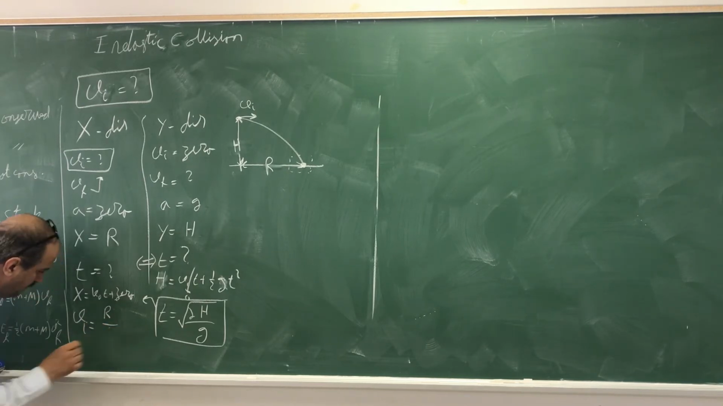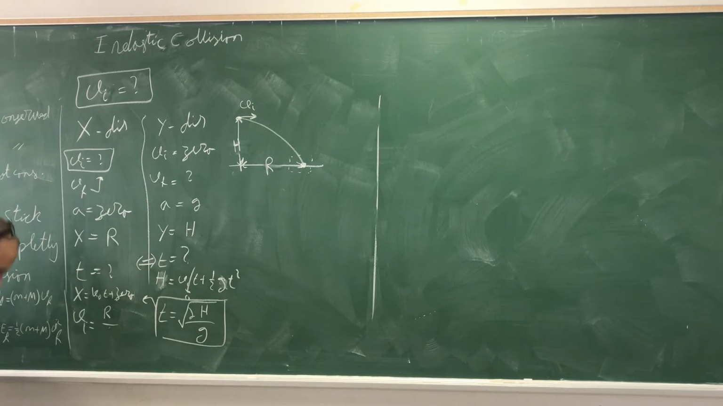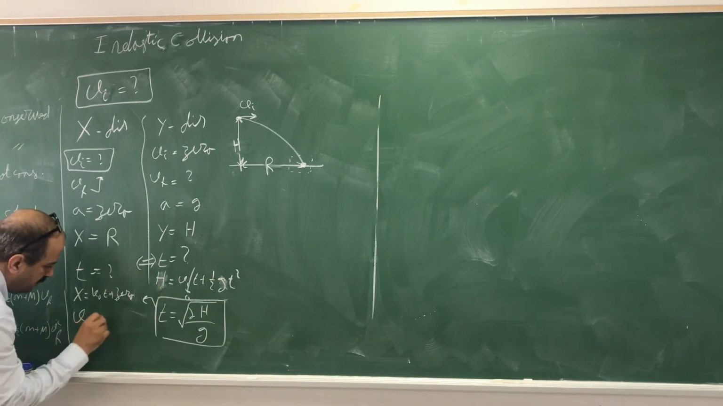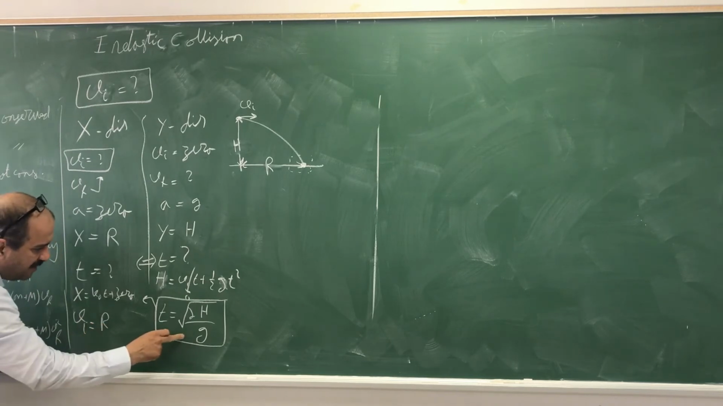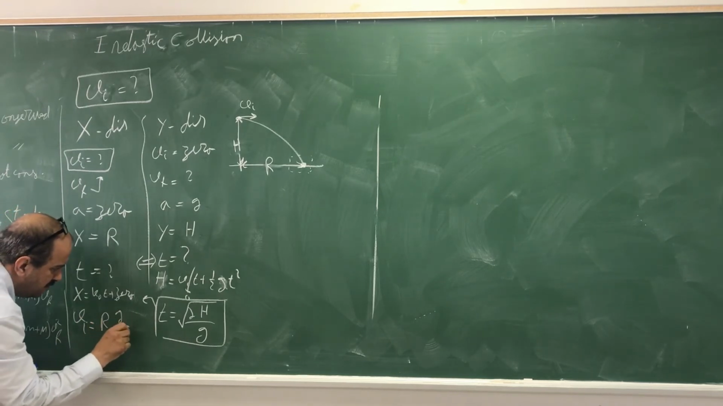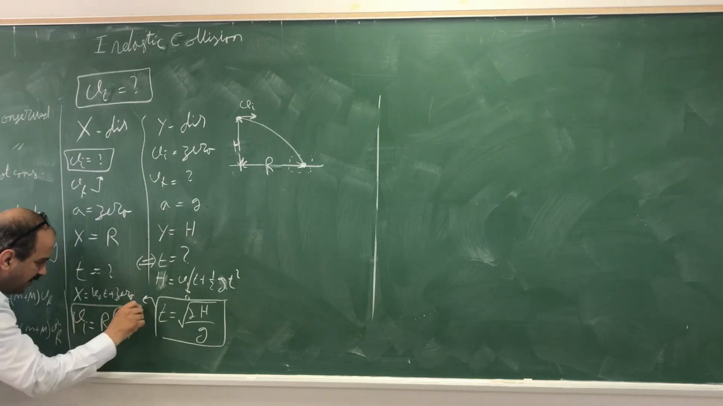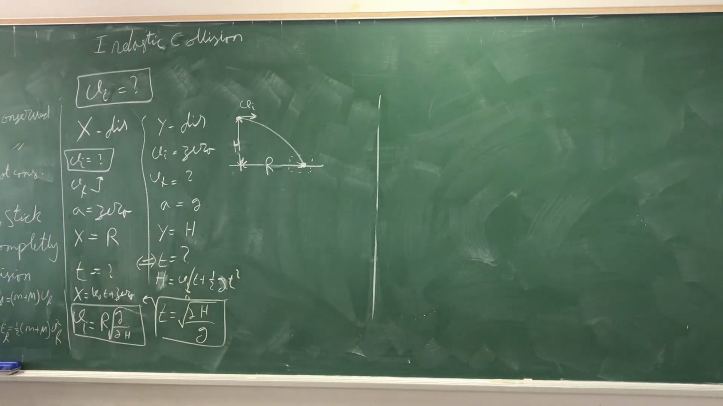Instead of dividing by t, I will multiply by its reciprocal. Then this will be r, multiplied by the reciprocal of the time, which is the square root of g divided by 2h. And by that, we can find the value of the initial velocity when we fire the ball.